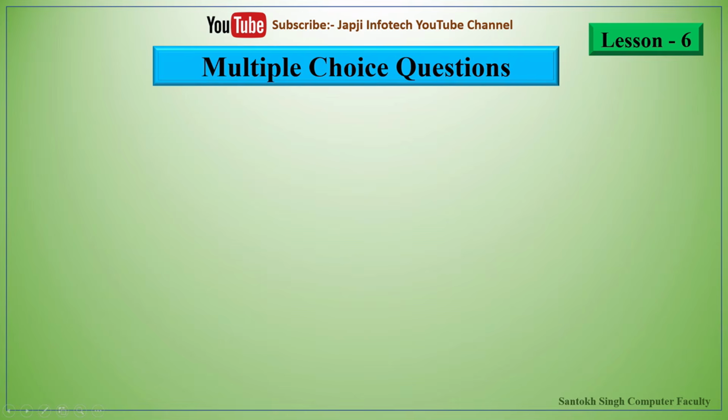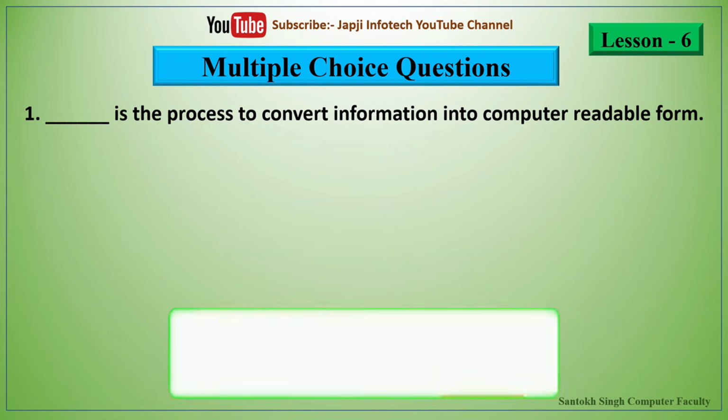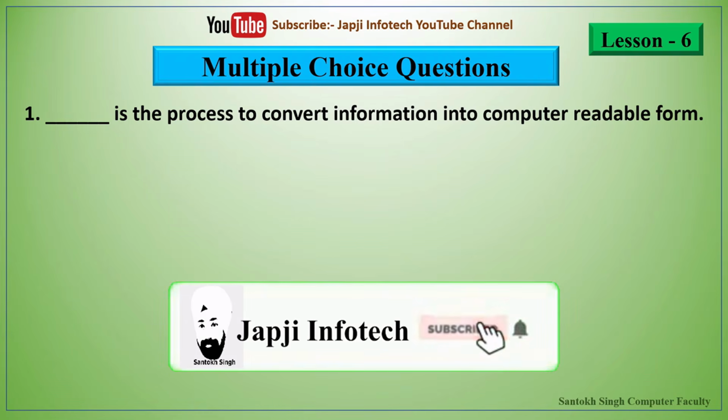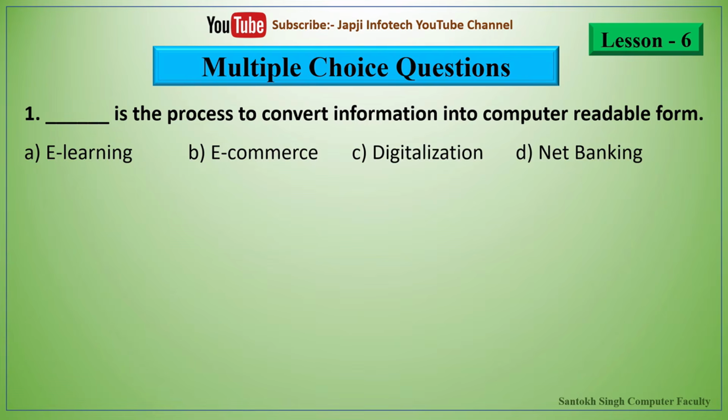So now we will learn about multiple choice questions in lesson number 6. So the first question is dash is the process to convert information into computer readable form, and their options are e-learning, e-commerce, digitalization, net banking. And the right answer is digitalization is the process to convert information into computer readable form.